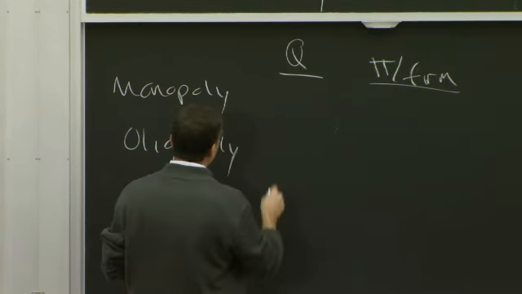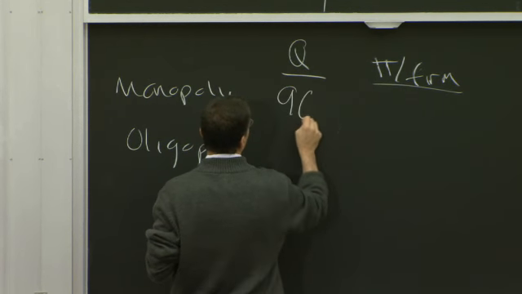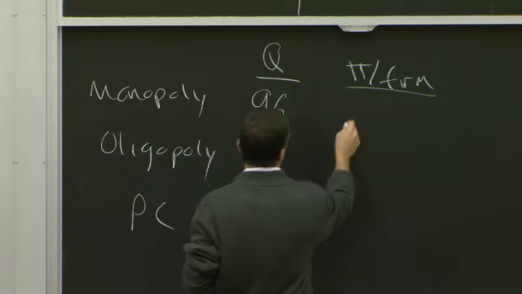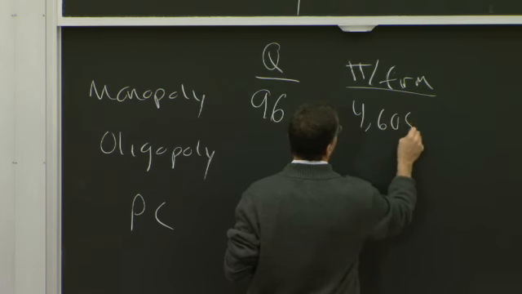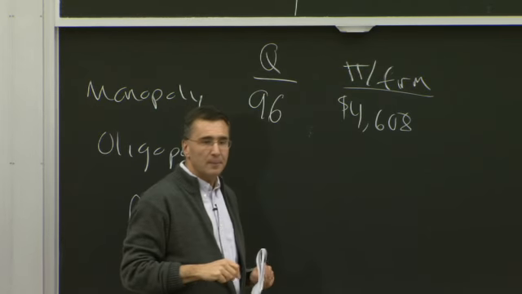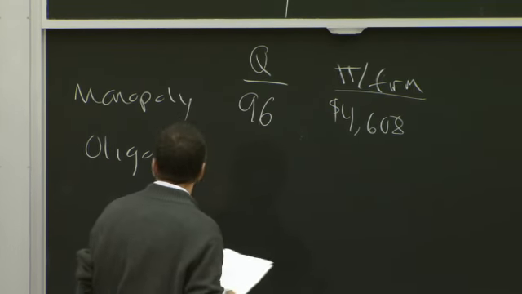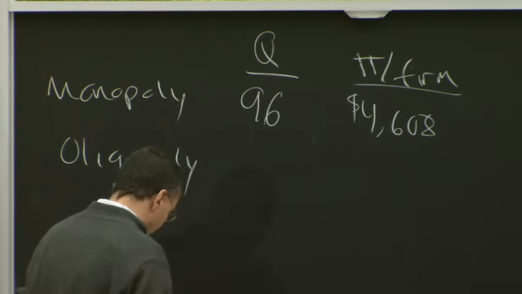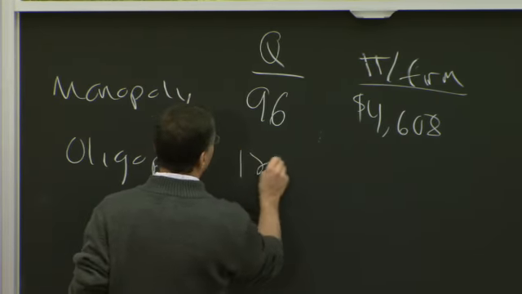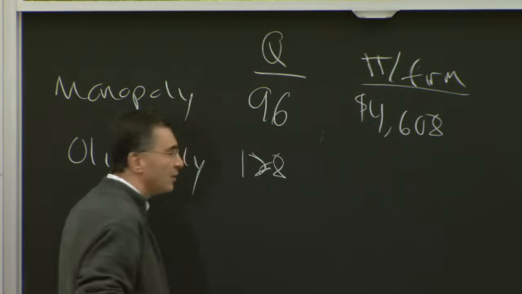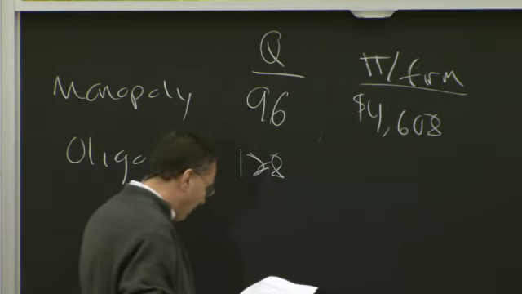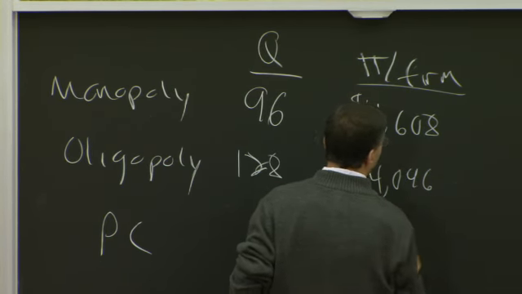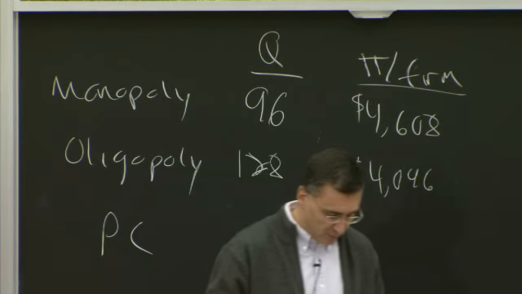Okay? Well, we know the monopoly case. We told you that in the monopoly case, 96 units get produced in the market, and the profits per firm are 4,608,000. Okay? In the oligopoly case, that's the Cournot case, we said the total amount in the market was 64 per firm, or 128,000. Okay? And the profits per firm were lower. They were 4,096,000. Okay? Per firm.